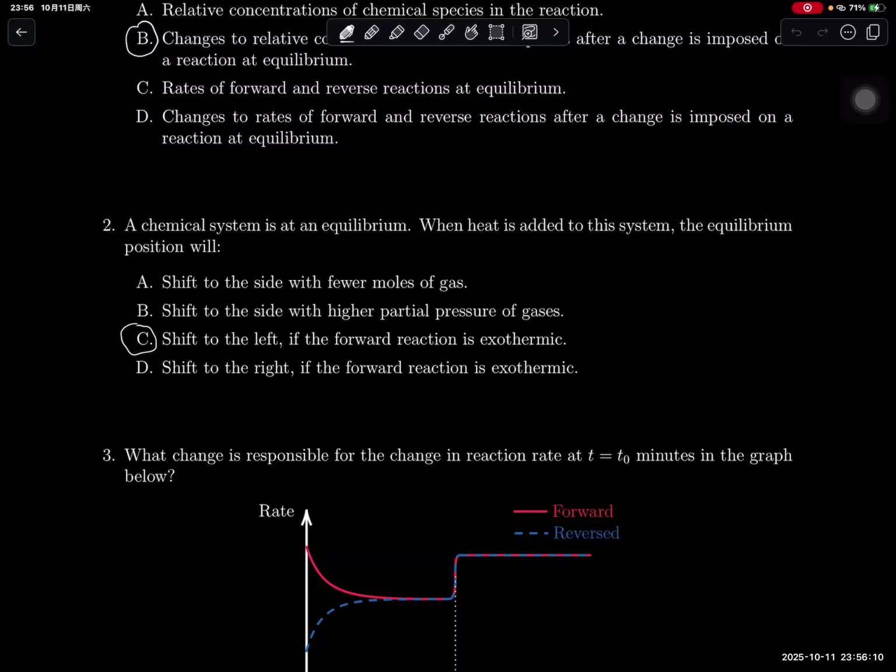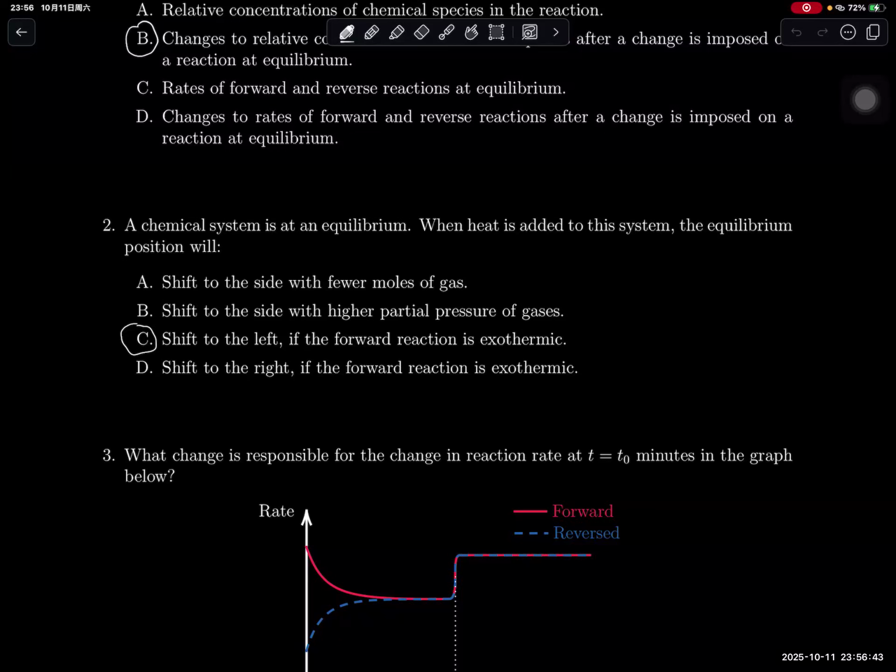Question 2, a chemical system is at an equilibrium. When heat is added to the system, the equilibrium position will... Okay, so choice A says shift to the side with the fewer gas moles. No, because fewer gas moles is related to pressure. B, shift to the side with a higher partial pressure of gas. No, again, this is applying to pressure.